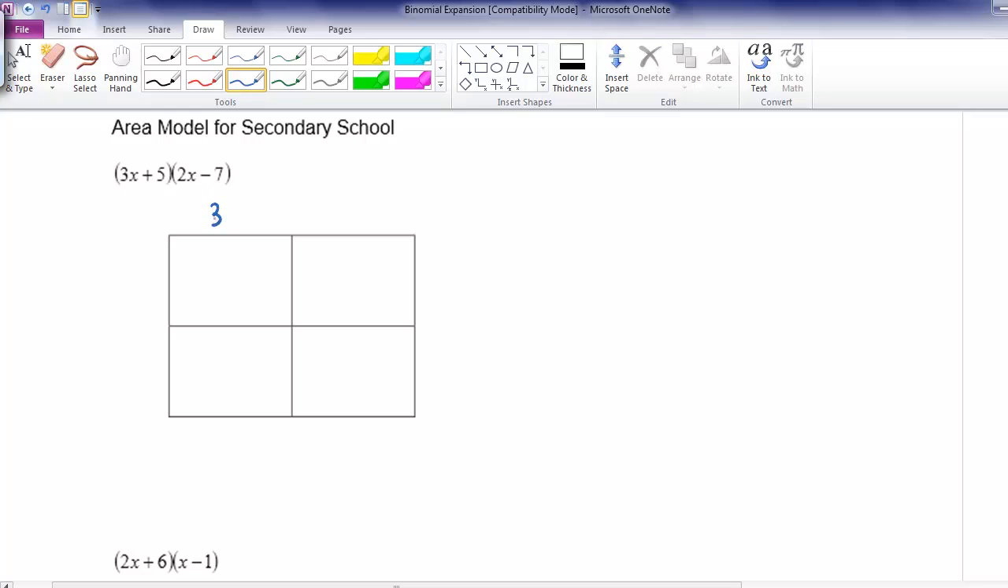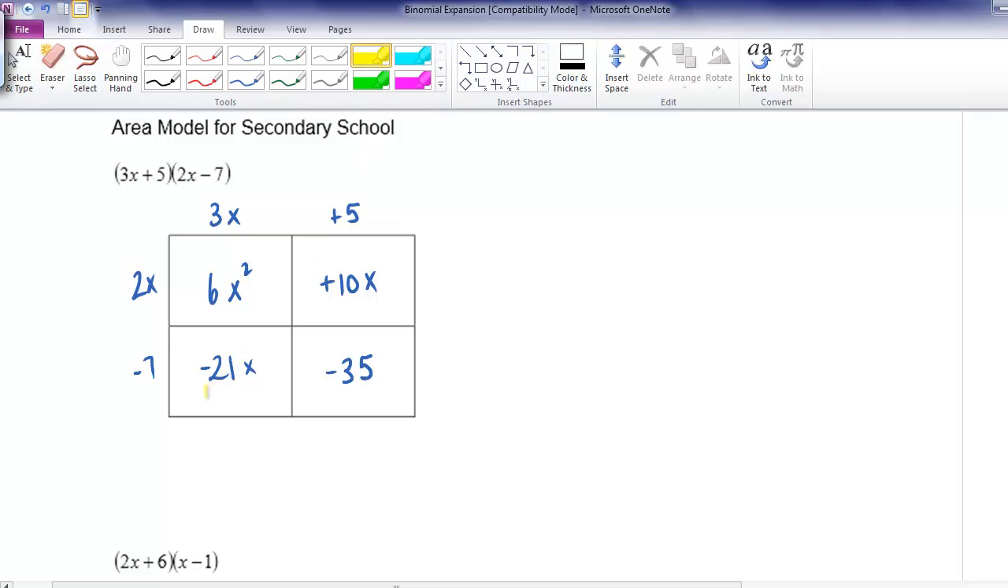So all we're going to do is break each piece into L and W of our rectangle. And just as in the example we just did, we're going to figure out the area of each one of those little pieces, and then combine everything and figure out the answer. So 2x times 3x is 6x squared. 2x times 5 is positive 10x. 3x times negative 7 is negative 21x, and negative 7 times 5 is negative 35.